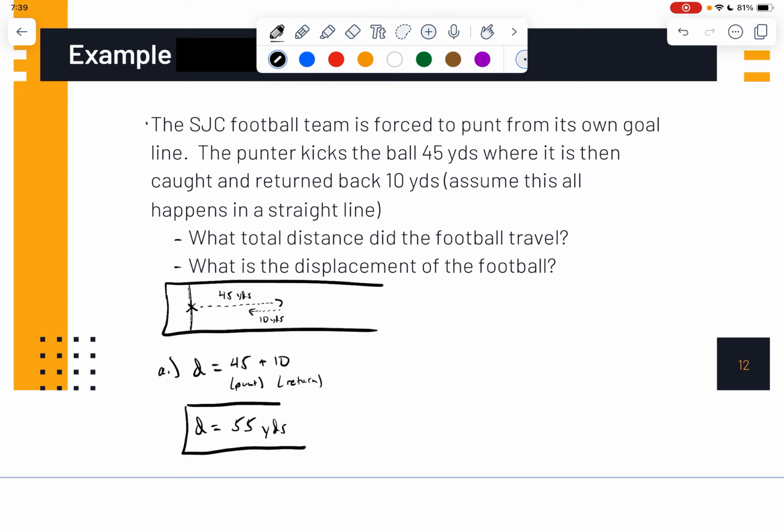Again, for our answer there, we always want to have the magnitude, so the number 55, and we want to have our units, in this case, yards.